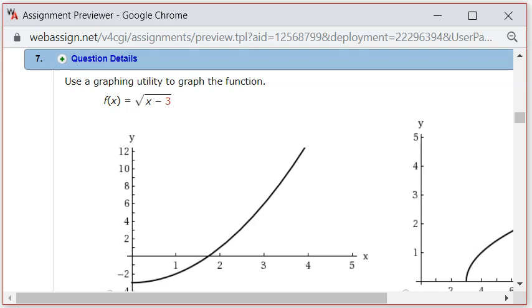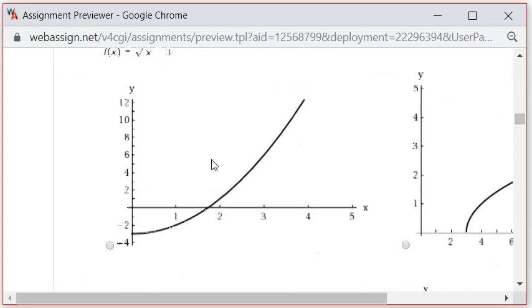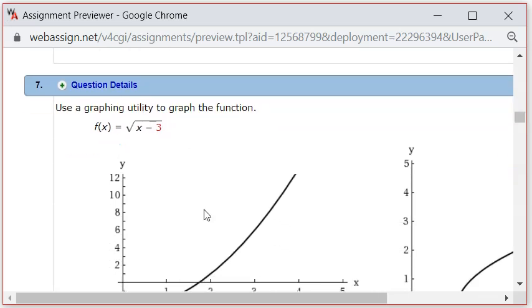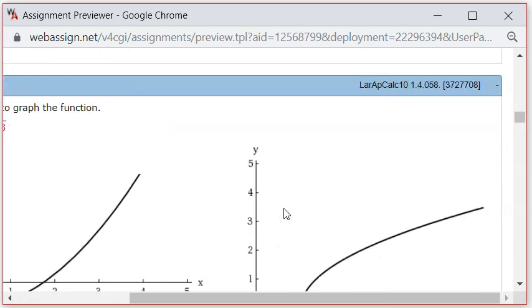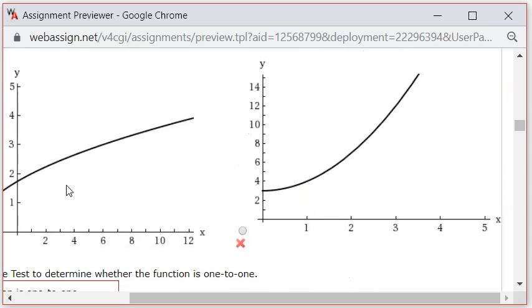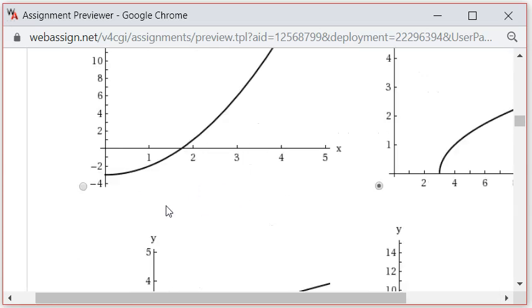All right, let's look at homework 1.4, problem number 7. Use the graph of square root of x minus 3. We know that the graph is going to go through (3, 0), so this is going to be the picture. This is not it, and this is not it. So this is the correct picture, right?